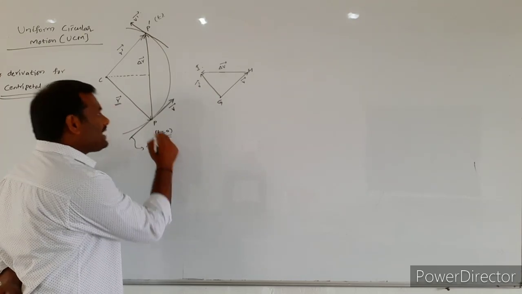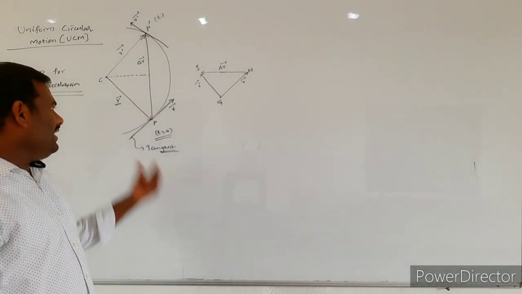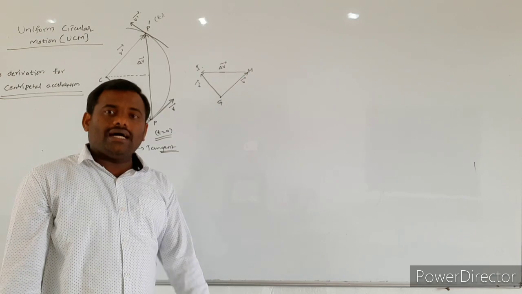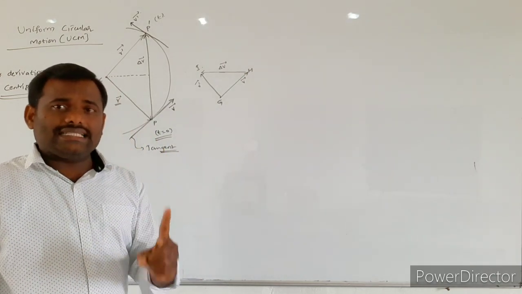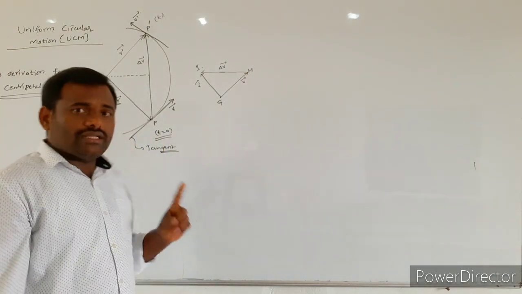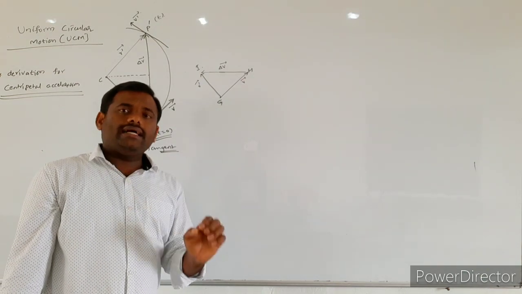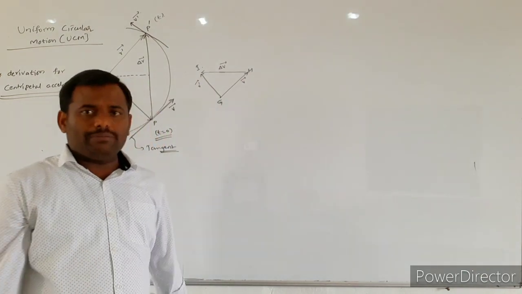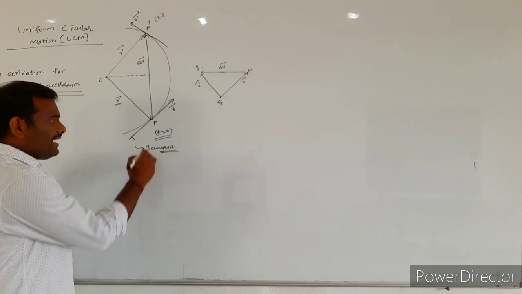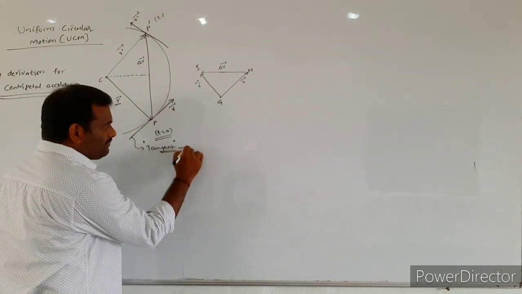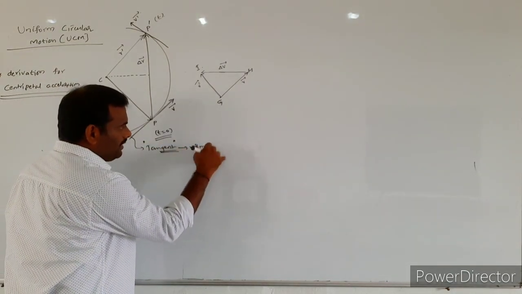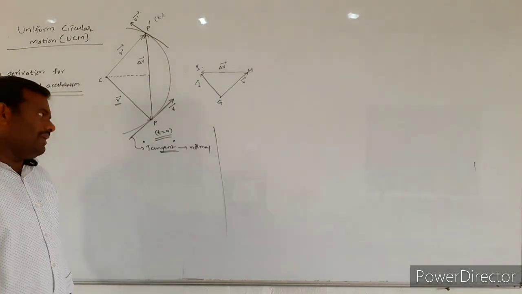So when we draw the tangent at the point P, the tangent will be representing the direction of the velocity of the particle at the given point P. So here tangent is nothing but normal. Is it right? Tangent is nothing but normal.